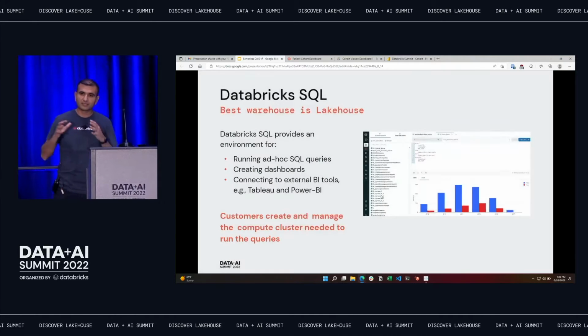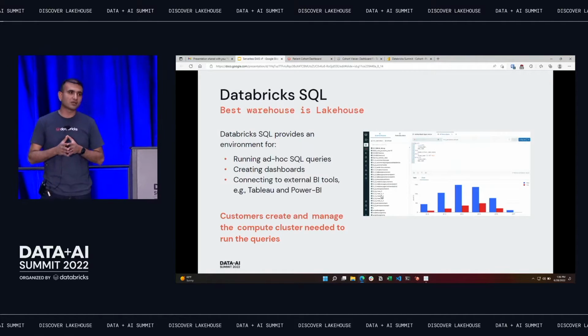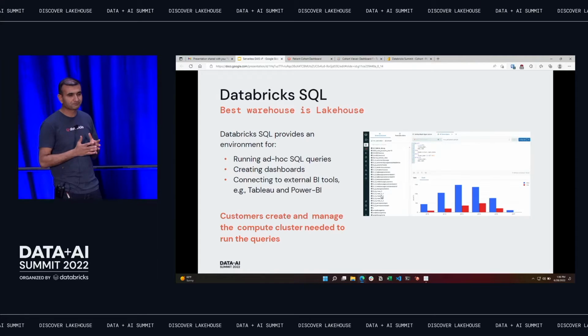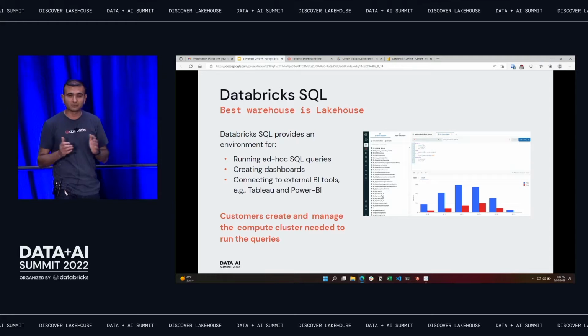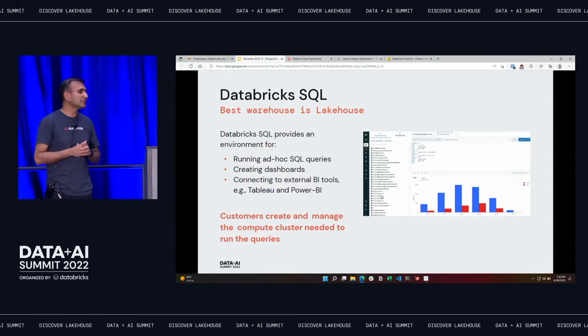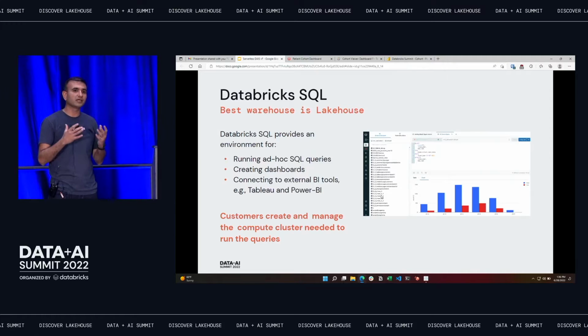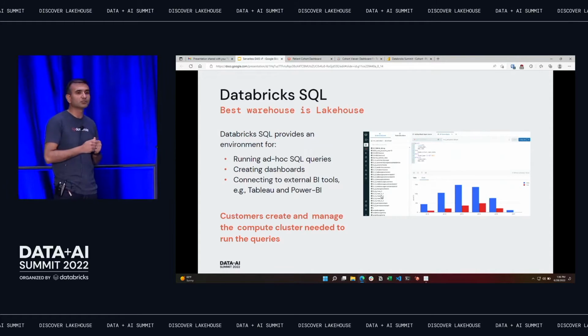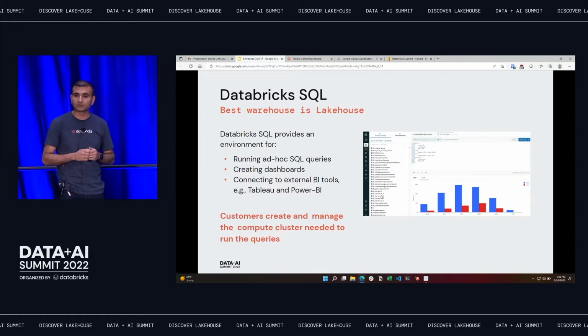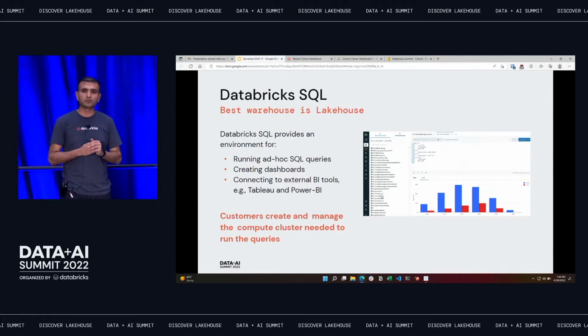Before we go deep into serverless platform, let's talk about Databricks SQL. As you saw earlier in keynote, best warehouse is a lakehouse. What Databricks SQL allows you to do is that it allows an analyst to do an ad hoc SQL query. They can also do dashboards or connect to third-party BI tools when they are trying to use this SQL product.